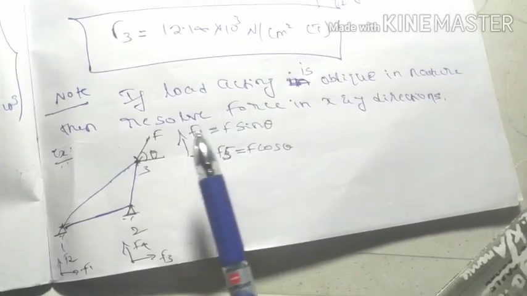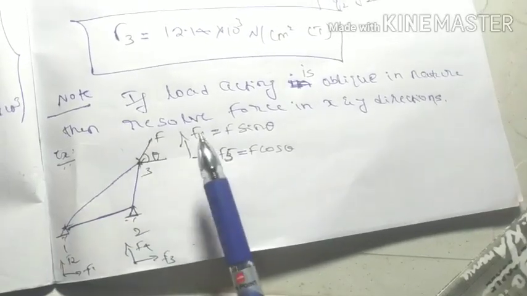So this completes the topic analysis of trusses. Very easy one. The problem is almost a repeated one. So 10 to 12 marks they will give. So this completes the total module 2 topics. Thank you.